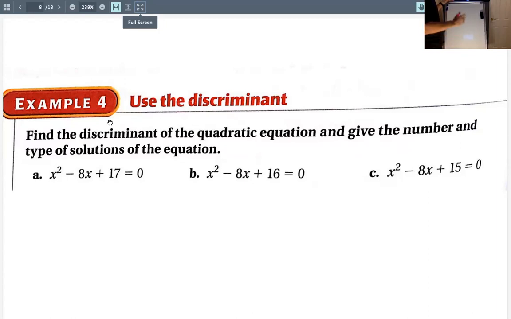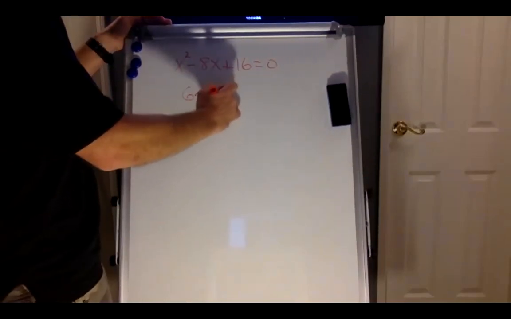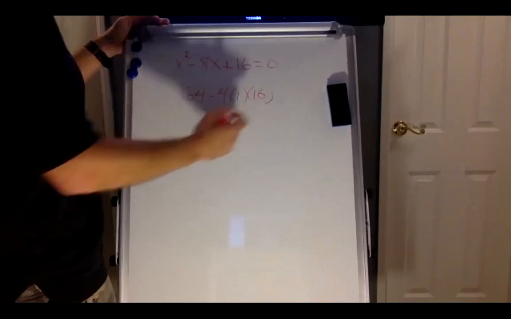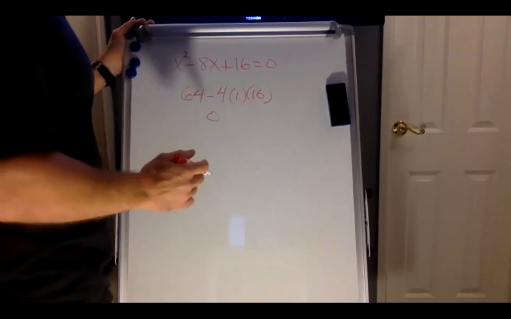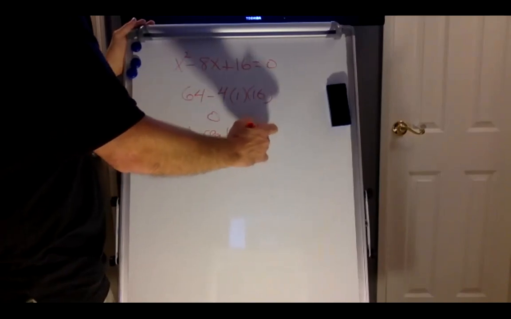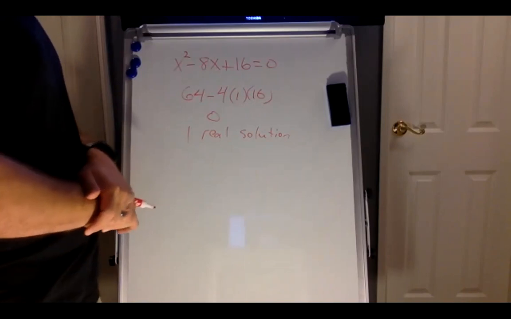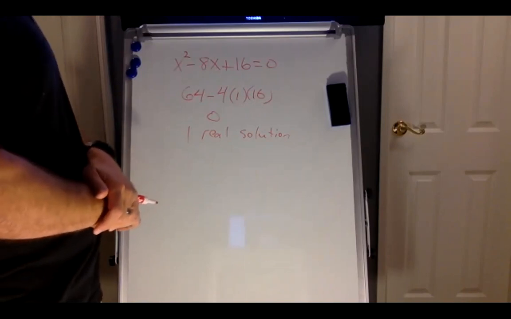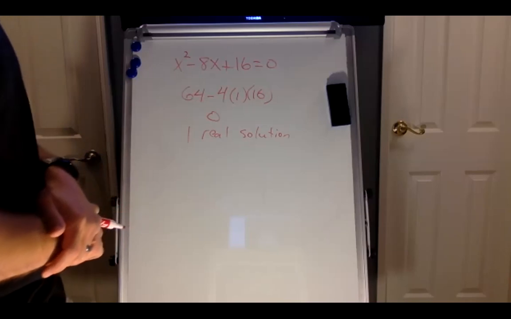Okay, the second one, x squared minus 8x plus 16 equals 0. We have b squared is 64 minus 4, a is 1, c is 16. Okay, so I have this is 64, 0. So there is one real solution. No questions? Any questions? It's 64 minus 64. And again, this is called the discriminant.